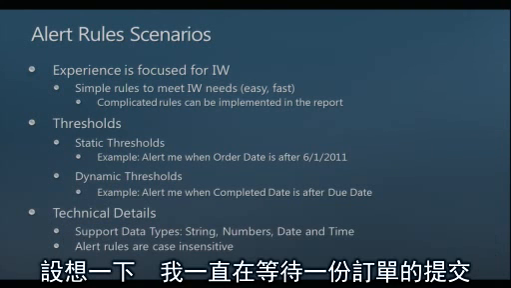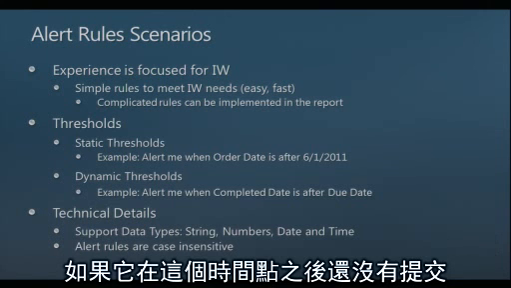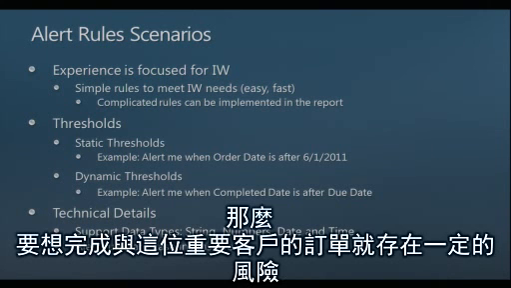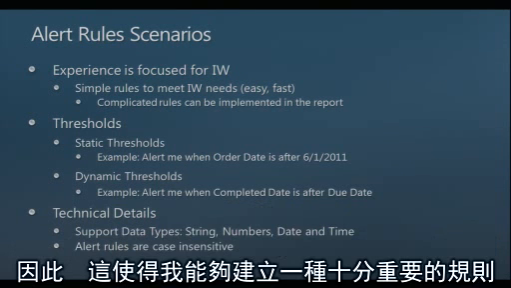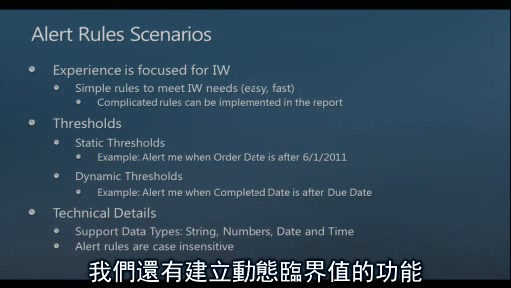Imagine I'm waiting for an order to be submitted, and if it doesn't come in after that particular point in time, there might be some risk to getting that fulfilled for the customer that I'm really trying to close a deal with. So that gives me the ability to create a very important kind of rule. We also allow the ability to create dynamic thresholds.